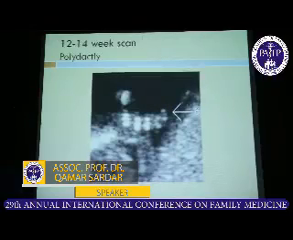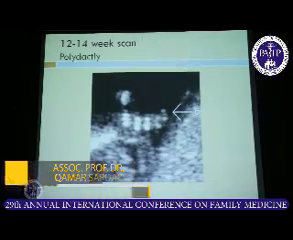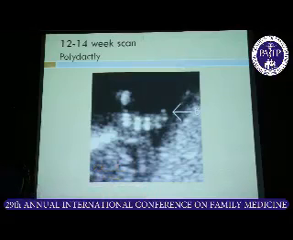And then look at the hand. At 12 to 14 weeks, look at the hand and count the fingers. This is the thumb, 1, 2, 3, 4, 5, and this is the sixth one. And these are 6 fingers. This is polydactyly. So this is a typical case of Meckel-Gruber syndrome. In this there is cystic dysplastic kidneys, and polydactyly.